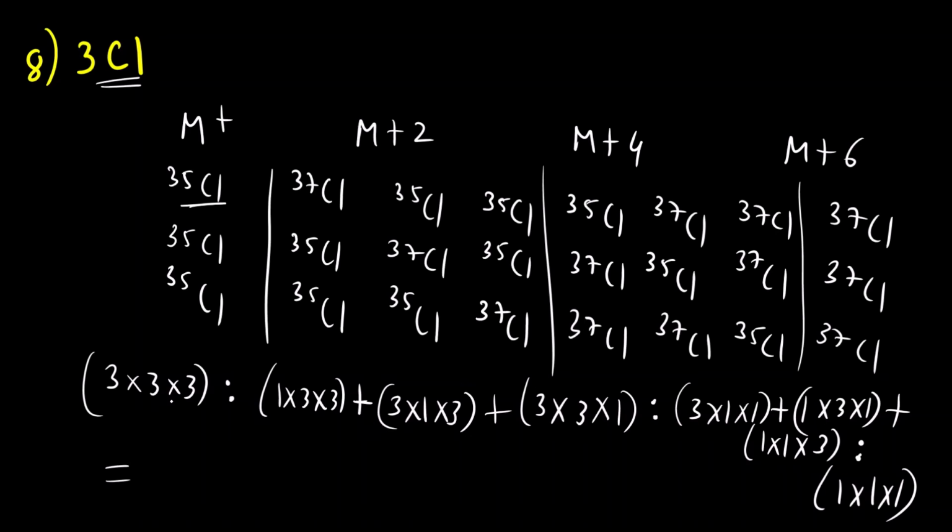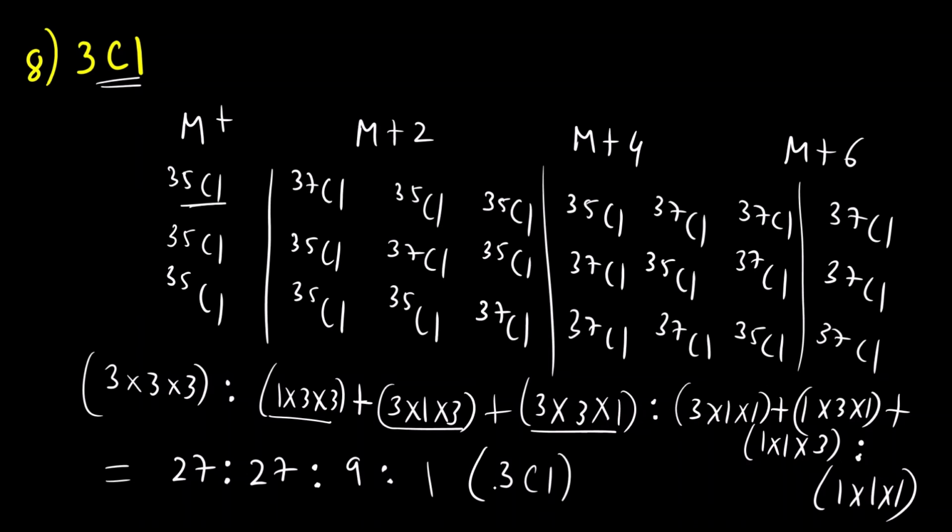This will be 3 3s are 9, 9 3s are 27. Okay, 27 is to 9, 9 3s are 27. Sorry, 3 3s are 9. And last is 1. So this is when we have 3 chlorine atoms.